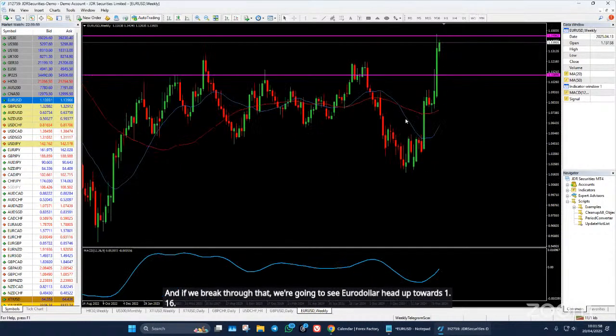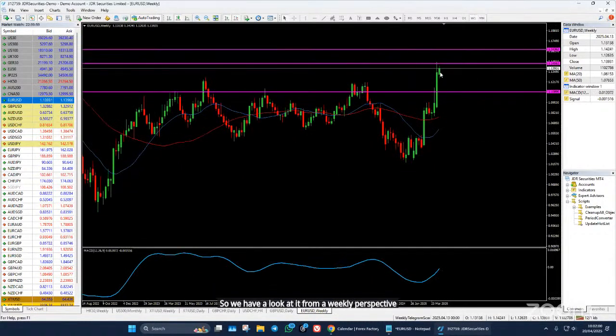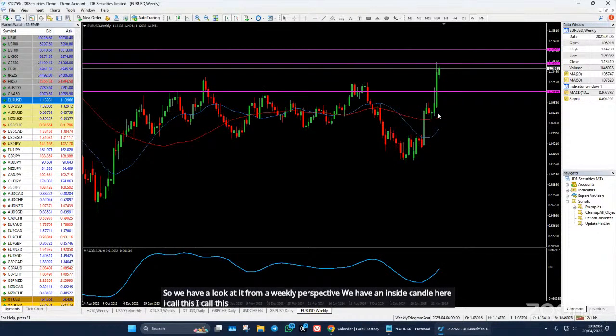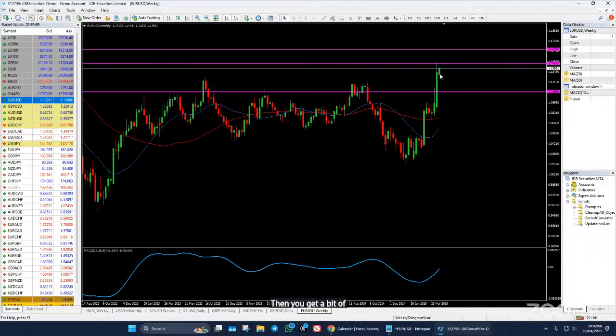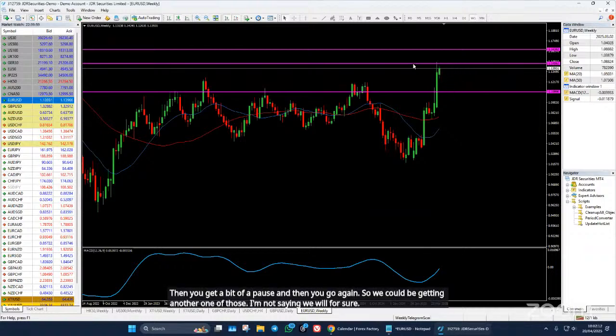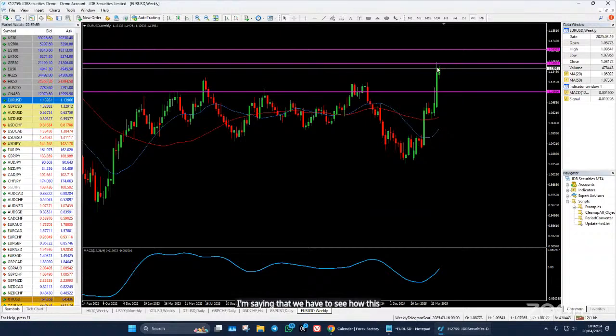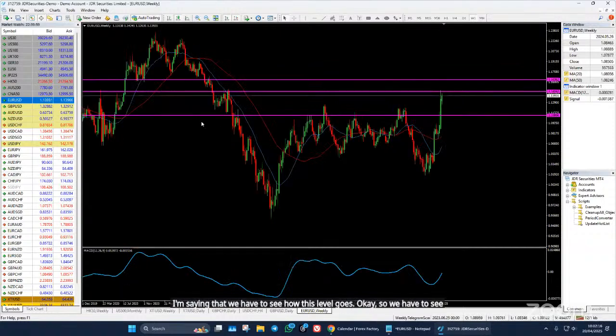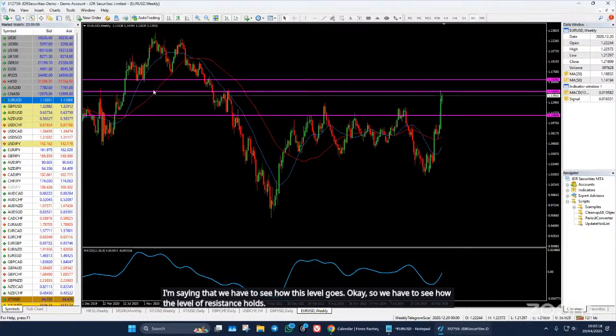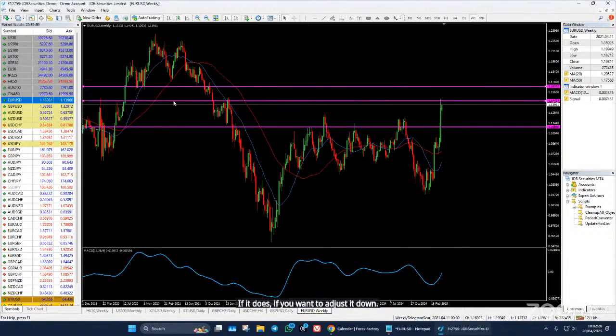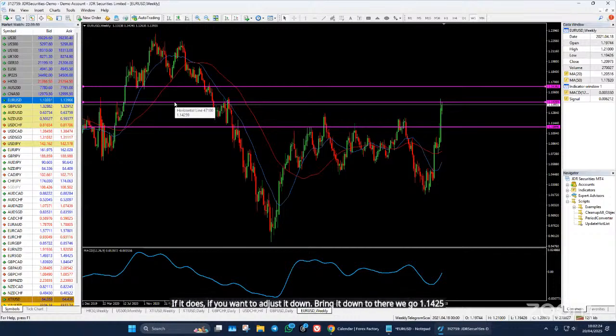If we have a look at it from a weekly perspective, we have an inside candle here. I call this a potential pause and go. Sometimes you get a move, then you get a bit of a pause, and then you go again. So we could be getting another one of those. I'm not saying we will for sure. I'm saying that we have to see how this level goes. Okay, so we have to see how the level of resistance holds. If you want to adjust it down, bring it down to 1.1425, for example.